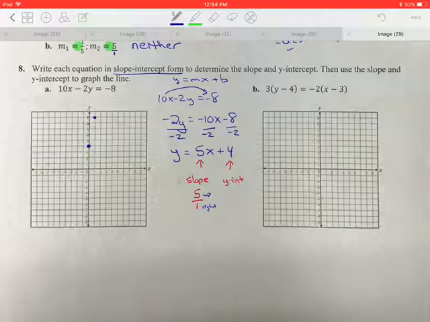I can also do the opposite. I could go 5 down, but then instead of going right, I would have to go left. So I could go from here and go down 1, 2, 3, 4, 5, and right 1. And that gives me another point. All right, so now I want to try to draw this. This will be really interesting because it's very, very steep.